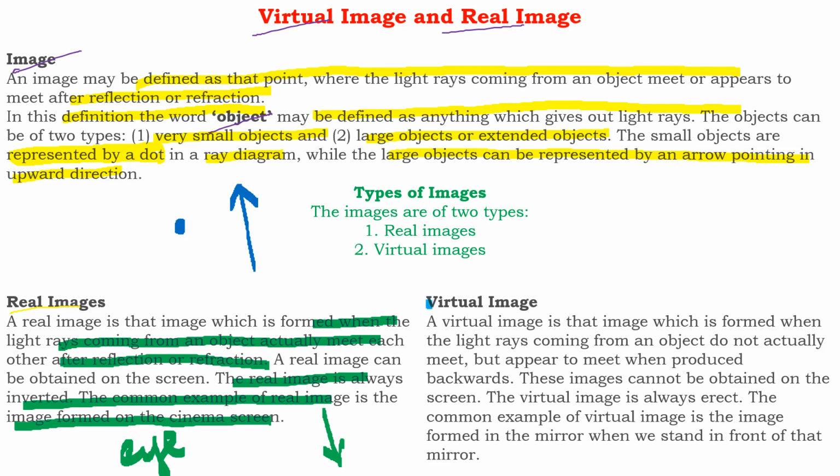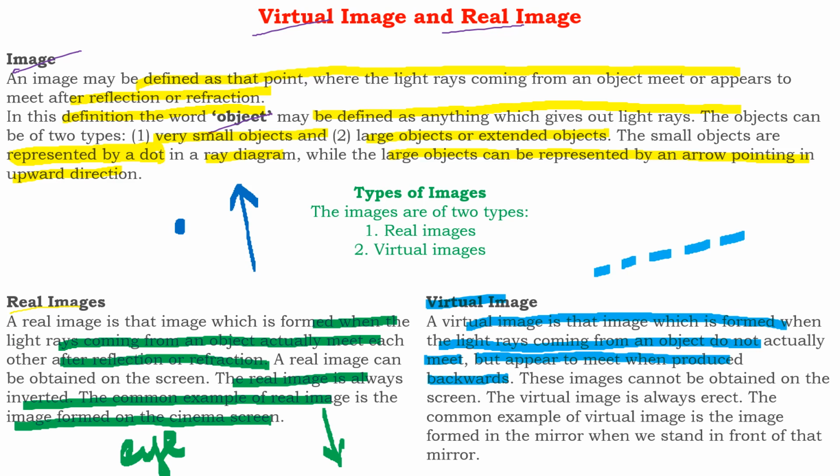Then we have the virtual image. A virtual image is that image which is formed when the light rays coming from an object do not actually meet but appear to meet when produced backwards. That's why virtual images are represented by the dashed line. Real images are represented by the straight line. Okay.